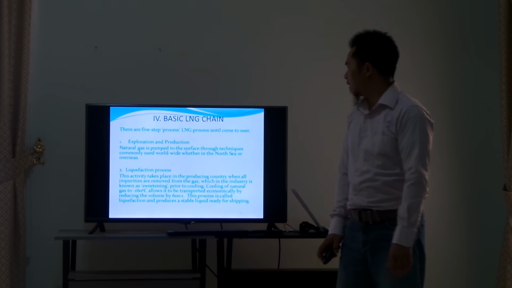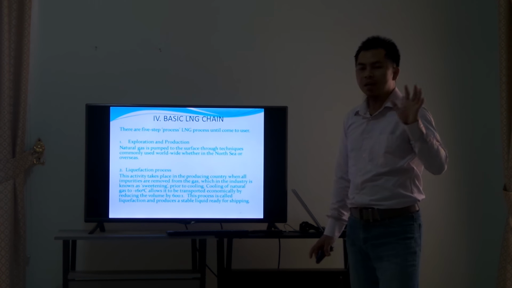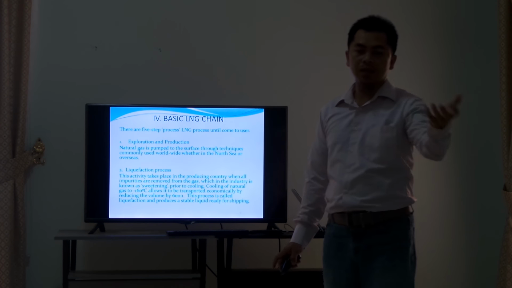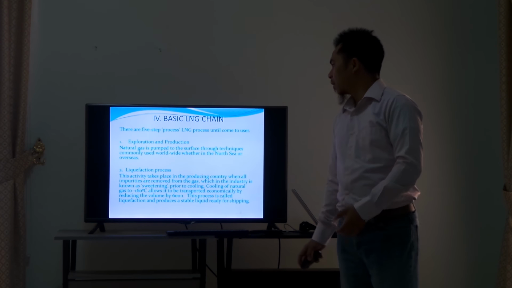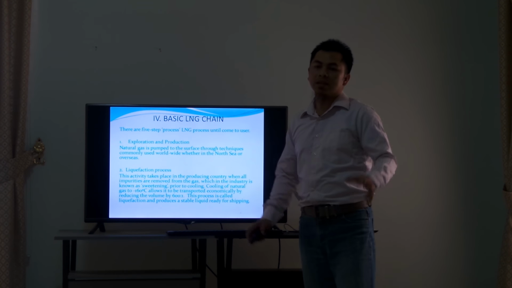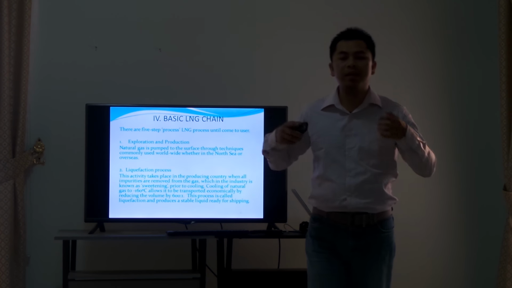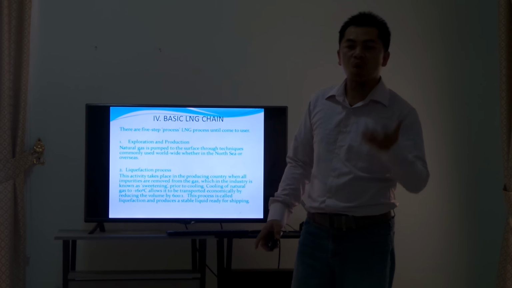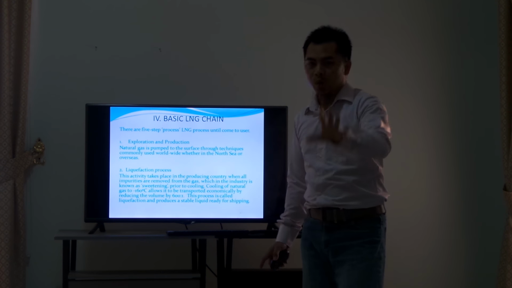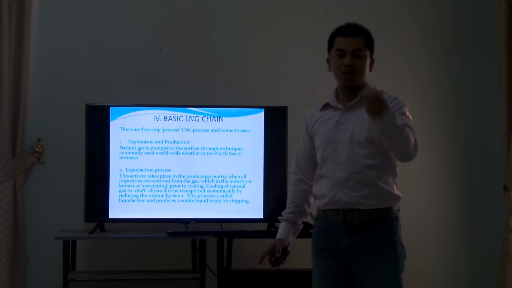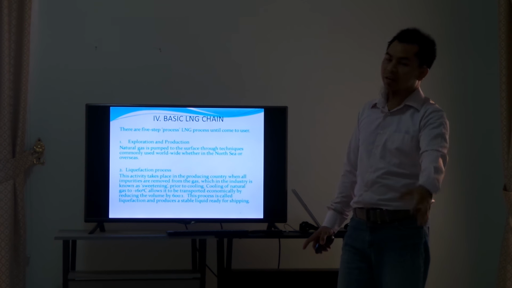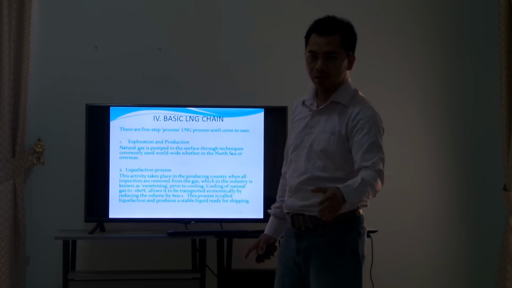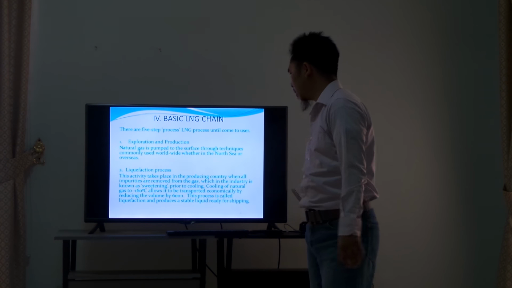Okay, the next is the basic LNG chain. There are five steps in the LNG chain, from the beginning up until it comes to the user. The first is exploration and production. In exploration, the company is looking for a reservoir where they can get natural gas. Then in production, they lift the natural gas from the ground to the surface. That's exploration and production.